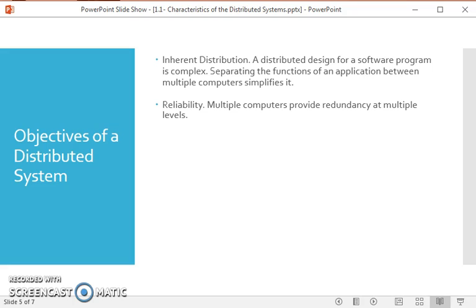Reliability. Reliability means that a distributed system is stronger and has a lower probability of failing than a larger single computer. Multiple computers provide redundancy at multiple levels. For example, if we have 6 computers connected between them, and one of those computers fails, the work that computer was performing can then be distributed between multiple other computers.